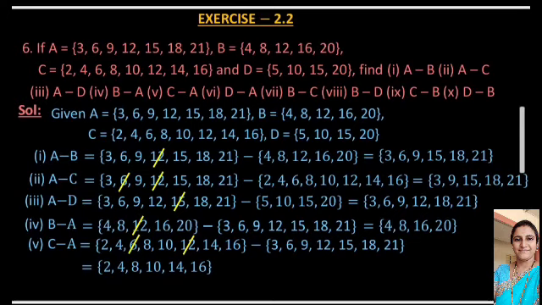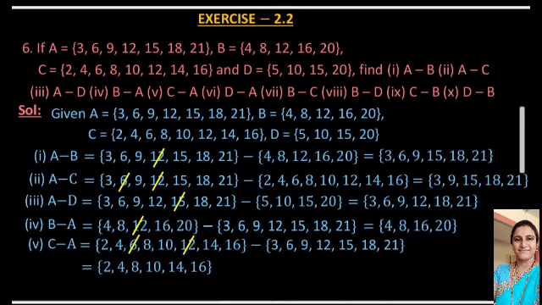Next one, A minus C. If you take the A and C sets and find the difference of A and C, what are the common elements in these two sets? 6 and 12. So we strike out the 6 and 12. Then we get the set of 3, 9, 15, 18, 21. Next, third question, A minus D. If you take the A and D sets, what are the common elements? 15. So we strike out the 15 in the A set. Then we get the set of 3, 6, 9, 12, 18, 21.